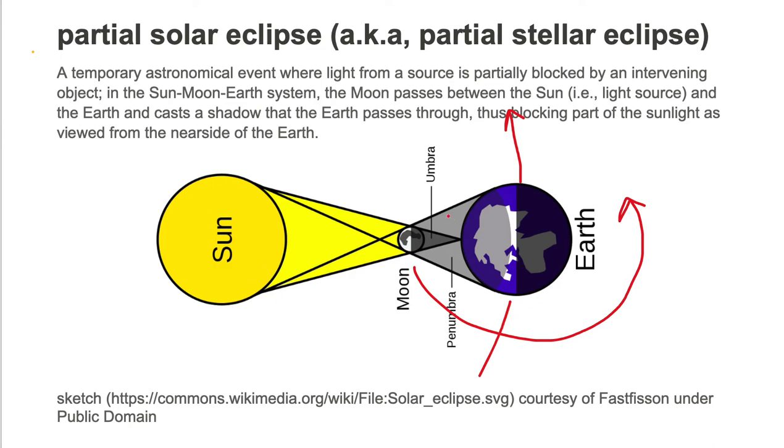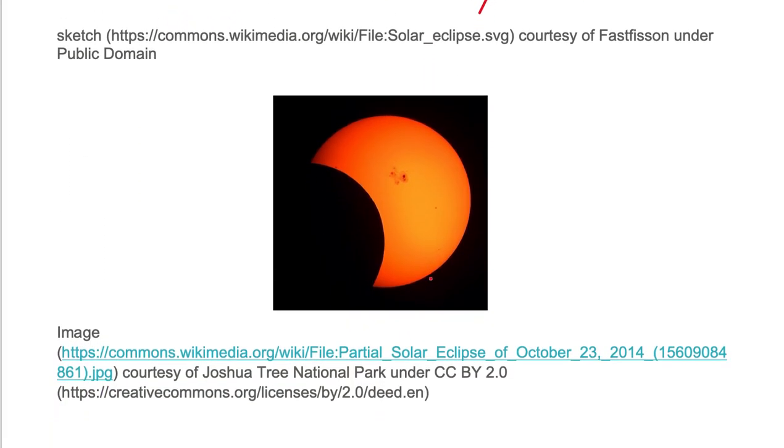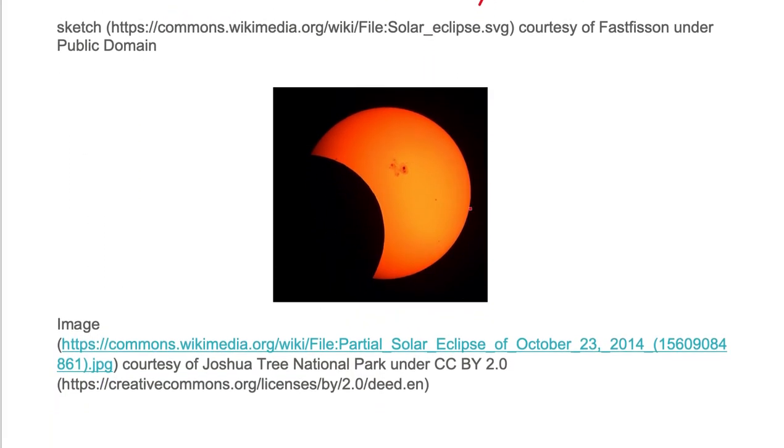If we had a person standing in the penumbra, for example, then when they looked up at the Sun, they would see a partial solar eclipse. Let's take a look at a partial solar eclipse. So here is one example of a partial solar eclipse.